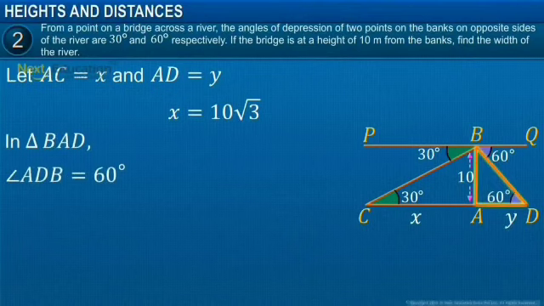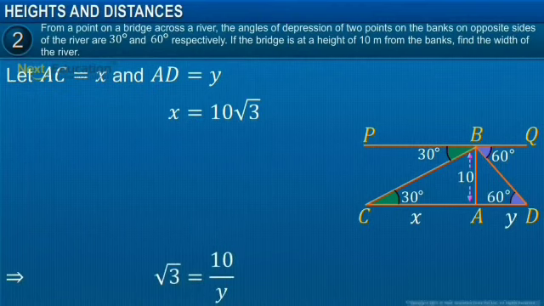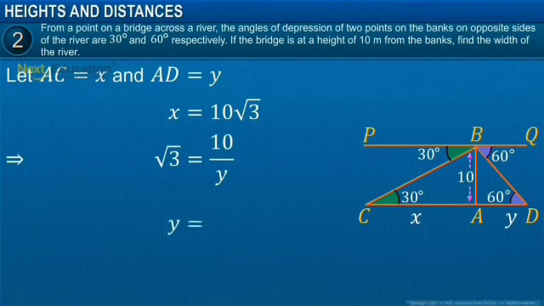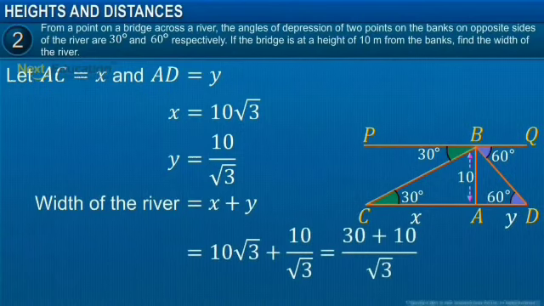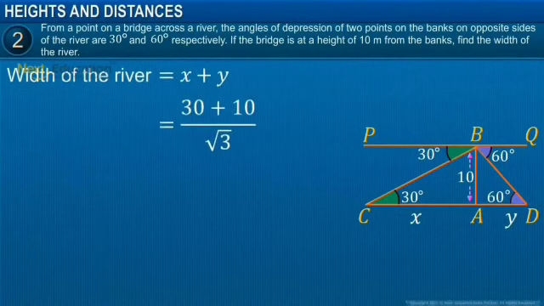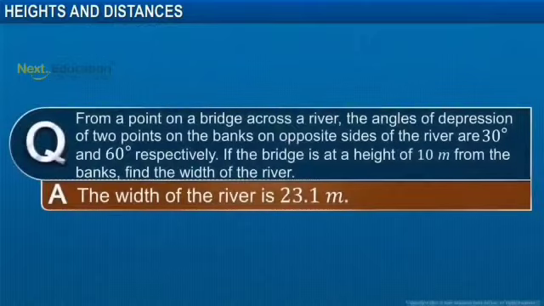Similarly, in triangle BAD, measure of angle ADB equals 60 degrees. Tan theta equals AB over AD. Substituting the values, therefore root 3 equals 10 over y. This means that y equals 10 over root 3. From the figure, the width of the river equals x plus y. Substituting the values of x and y, we get 10 root 3 plus 10 over root 3, which is equal to 23.1 meters.